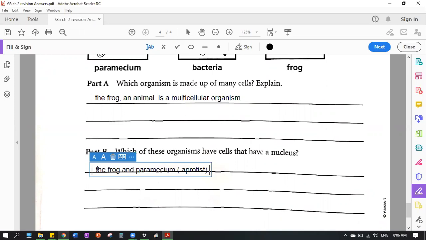So it's going to be the frog and the paramecium, because both of them have cells that contain a nucleus, while bacteria do not have a nucleus in their cells, okay? So it's going to be the frog and paramecium because they both have cells that contain what? That contain what, guys? Nucleus. A nucleus. Yes, that's right.